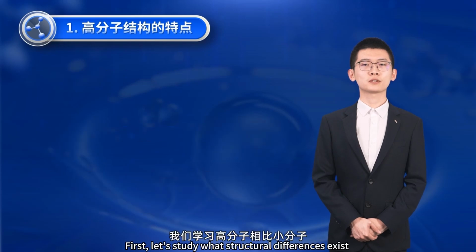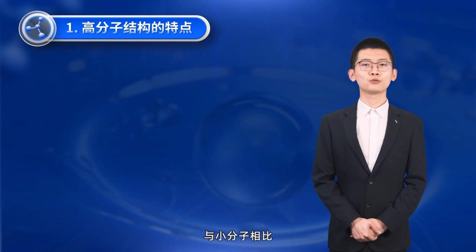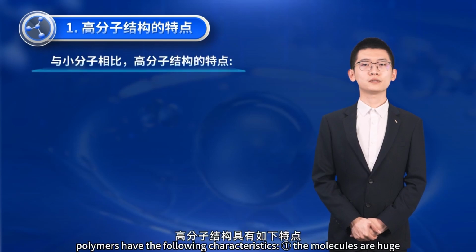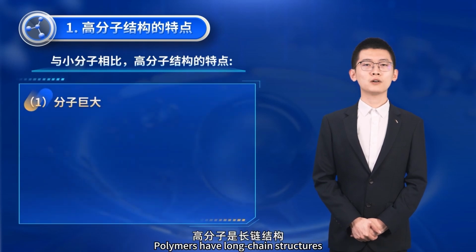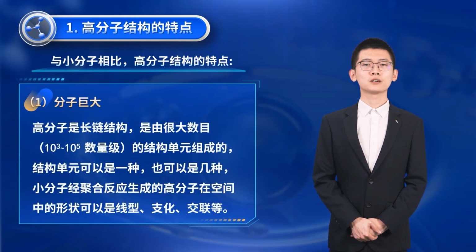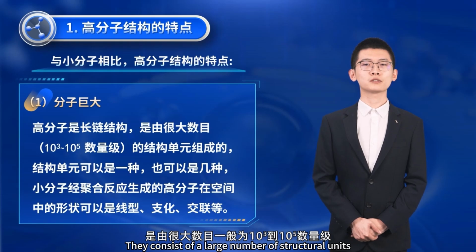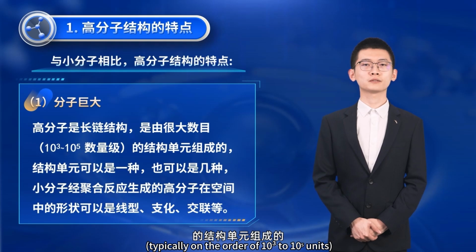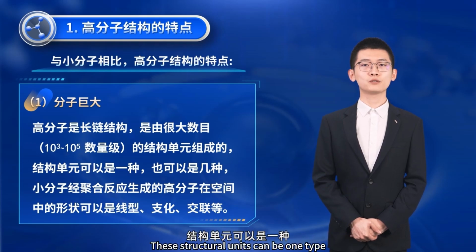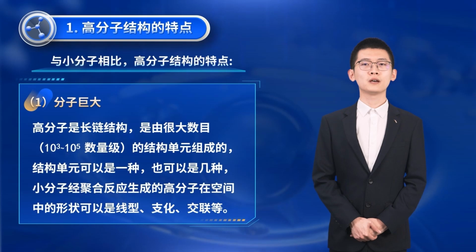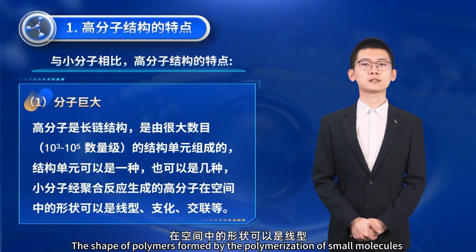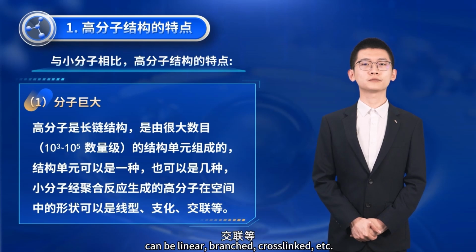First, let's study what structural differences exist between polymers and small molecules. Compared to small molecules, polymers have the following characteristics. First, the molecules are huge. Polymers have long chain structures. They consist of a large number of structural units, typically on the order of 10 to the third to 10 to the fifth units. These structural units can be one type, or several types. The shape of polymers, formed by the polymerization of small molecules, can be linear, branched, cross-linked, etc.